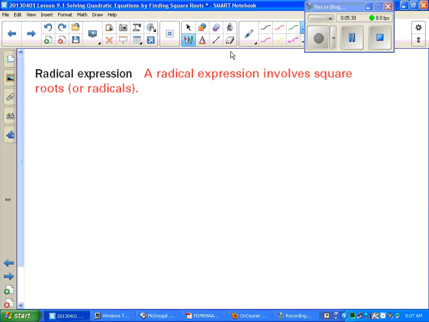A radical expression is an expression involving square roots or radicals. So if you have something like the square root of 2 plus 3, that is a radical expression because it involves a square root.